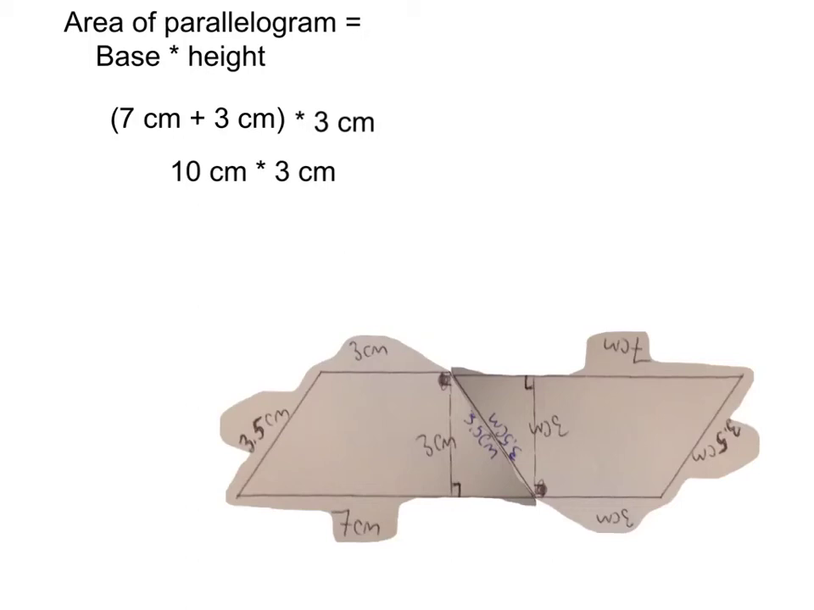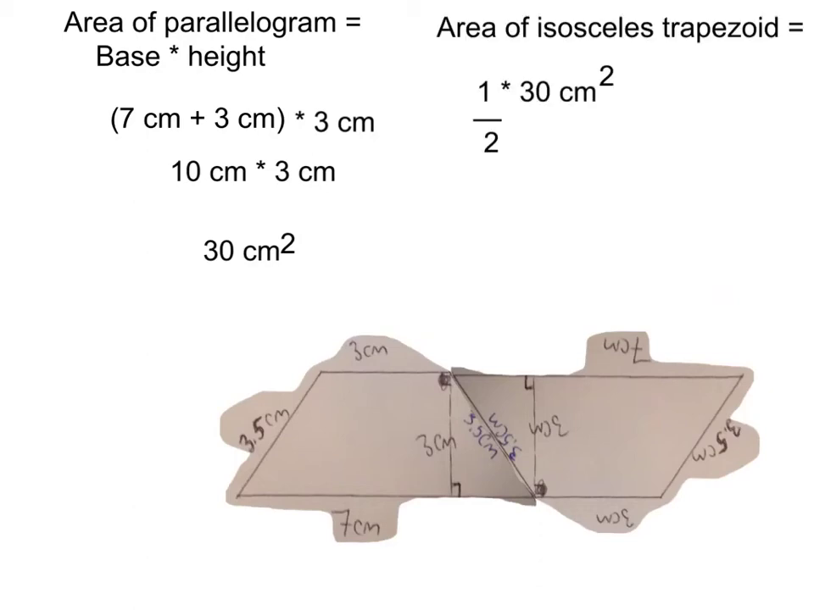Remember, the area of the parallelogram is going to be twice the area of the trapezoid. We need to figure out the area of the trapezoid. Remember, the area of the trapezoid is just going to be half the area of our parallelogram. And 1/2 times 30 centimeters squared will give us 15 centimeters squared, which represents the area of the isosceles trapezoid.